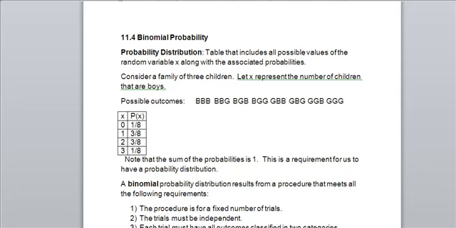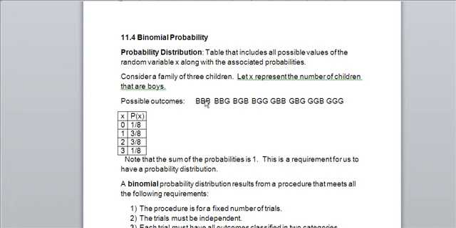Today we're looking at binomial probability in section 11.4, and we'll begin to talk about what we call a probability distribution. A probability distribution is a table that includes all the possible values of the random variable x along with the associated probabilities. So let's consider a family with 3 children. Let x represent the number of children in that family that are boys.